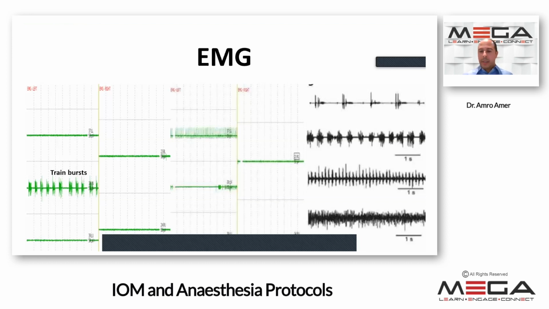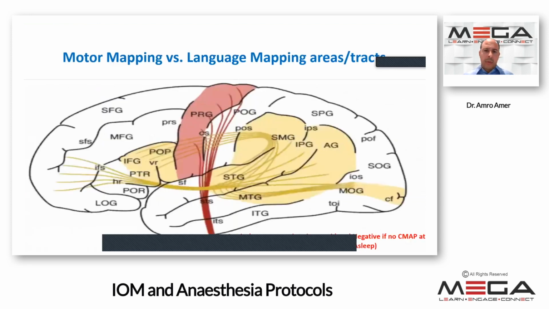And there are different types of EMG. I'm not going to talk about it, but the picture on the right, for example, is giving us different pictures of different types of motor mapping and language mapping. So we usually do the language mapping in an awake patient.